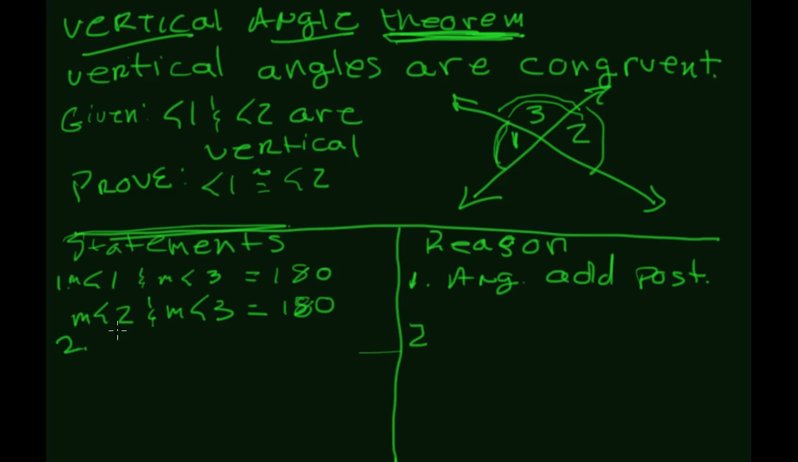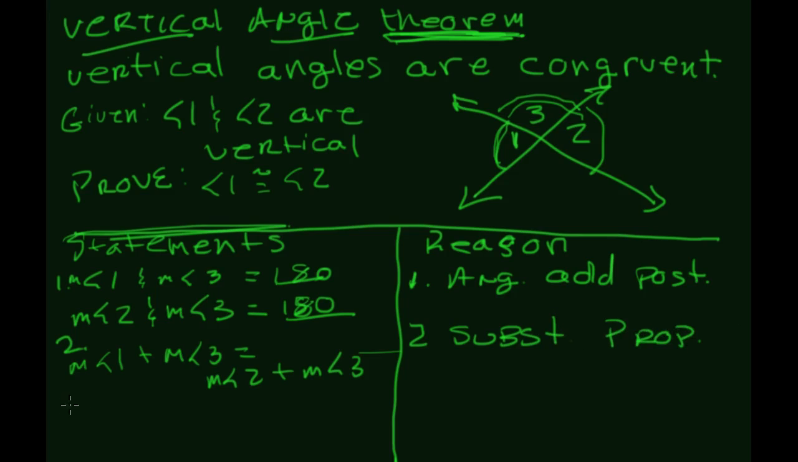All right, so number 2. We can say now that since both of these are equal to 180, we can write that the measure of angle 1 plus the measure of angle 3 is equal to the measure of angle 2 plus the measure of angle 3. Okay, why can I do that? Because they're both equal to 180. So I can take out this 180 and I could substitute that in. I use the substitution property.